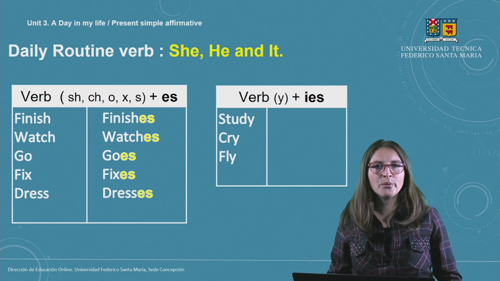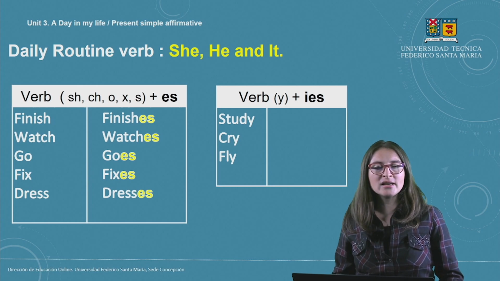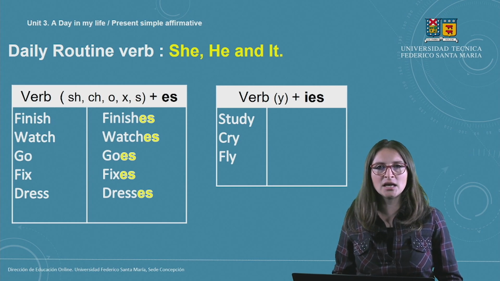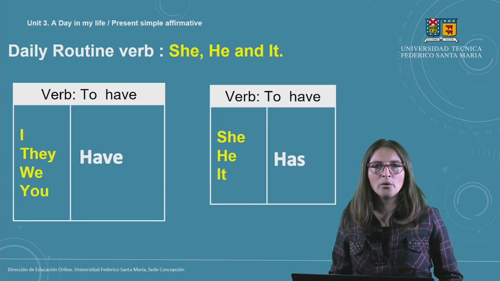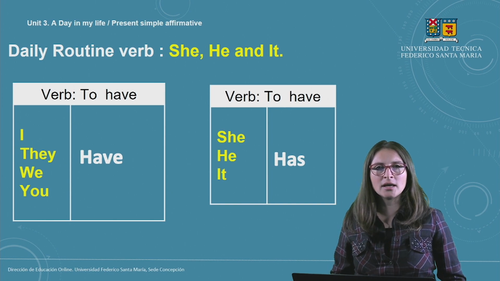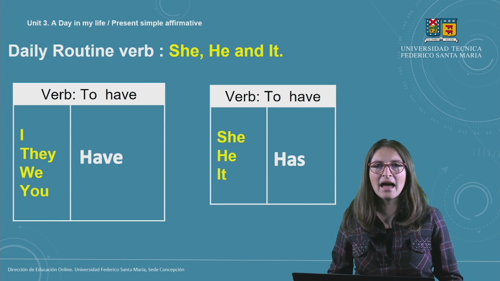Now, what happens with all the verbs that finish in Y? In that case, Y is going to disappear and we're going to have IES at the end of the verbs. So here we have study is going to be studies, cry, cries, fly, flies. We have one last verb that we need to check. This is the verb have. Every time we have a sentence with I, they, we, and you, we're going to say have. But if we have a sentence with she, he, and it, we will have to say has.